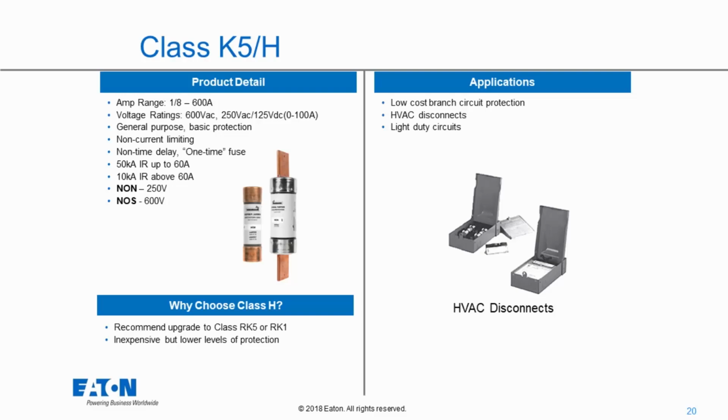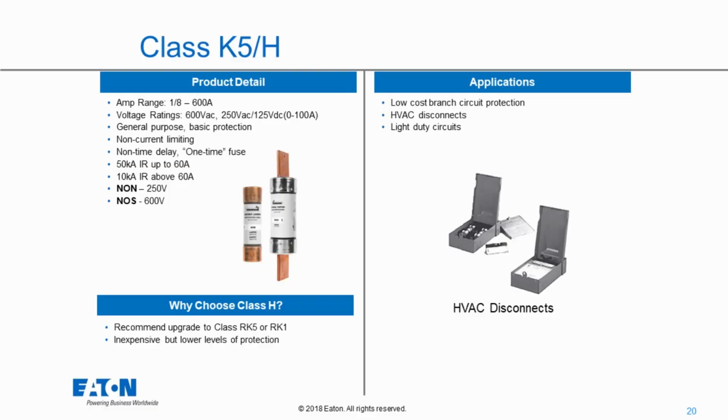So when we get to a Class R fuse, you'll see in a second, those fuses can handle a lot more fault current and are a lot better for industrial applications for sure. In this particular case, though, we use a lot of them for HVAC disconnects. We use them for low-cost branch circuit protection. I've used these on certain applications for resistive loads where it's a low-cost application for sure. They're really on light-duty circuits where you don't have much fault current and maybe a very cost-conscious customer as well. But certainly, we recommend upgrading to an RK5 or RK1. Once again, it's inexpensive, but it does have a lower level of protection for sure.